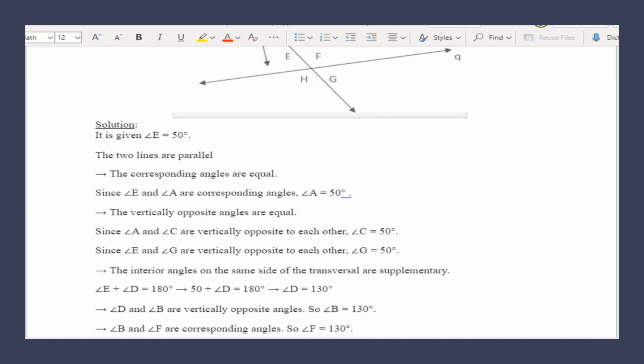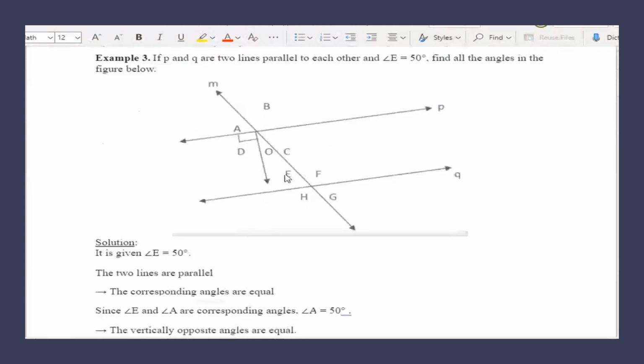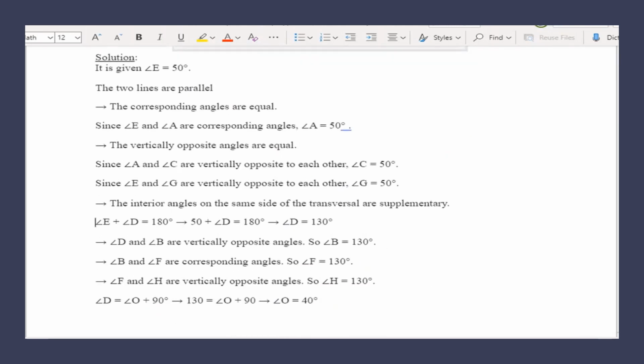I don't know why there is a line here. I imagine that might have been a mistake, so don't worry about it. Then angle D and angle B are vertically opposite. So let me go back to the diagram. Since this D is 130, then B will be 130 as well. All right?